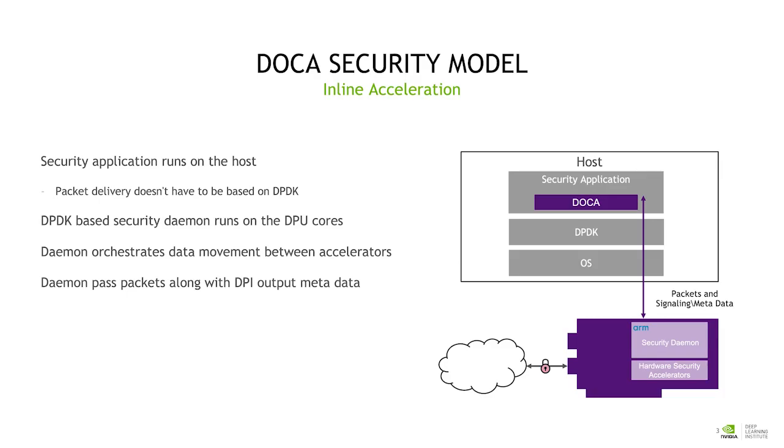Again, it's important to remember that DOCA applications can run on either the x86 host or on the DPU ARM cores, so the most effective and efficient way to accelerate isn't always obvious. In this example, we'll call it the inline acceleration model. The DOCA-enabled application is still built and runs on the x86 host. Packet delivery doesn't have to be based on DPDK, but the key here is that another helper daemon runs on the DPU.